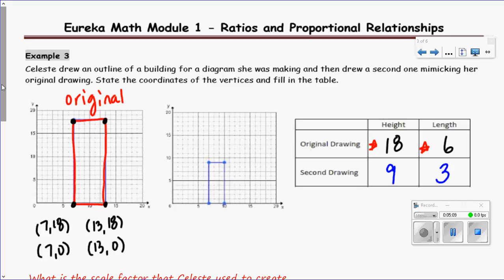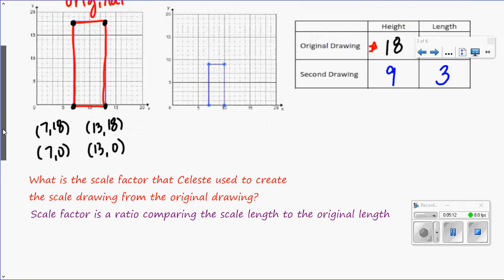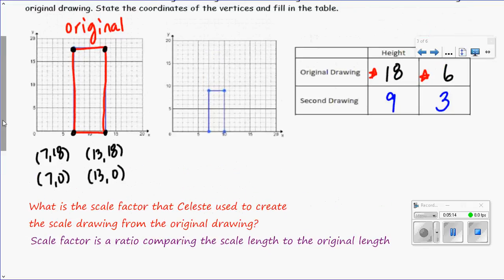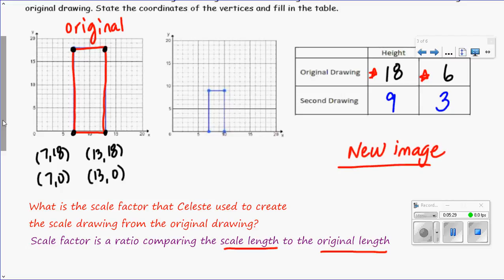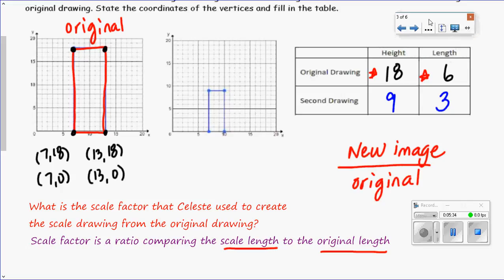So what is the scale factor? What is the scale factor? We want to compare the scale length to the original length. That means that the scale length, or the new image, we want to compare that to the original. New to original. So right now, go ahead and make two fractions. Compare the new length to the original length, and compare the new height to the original height. So make two fractions and let's see if you get them right.